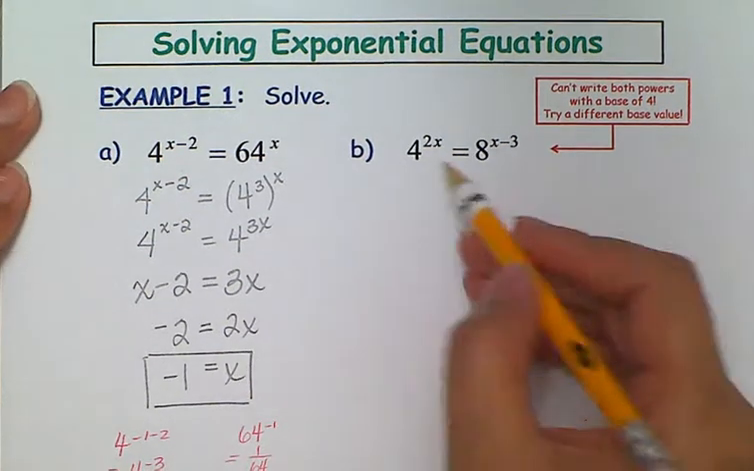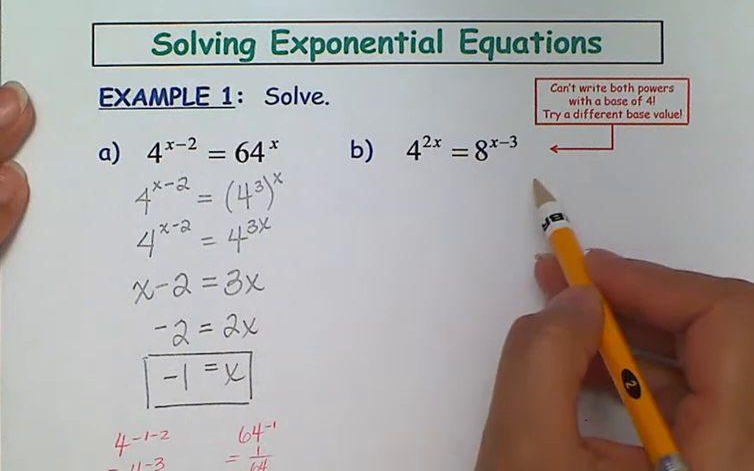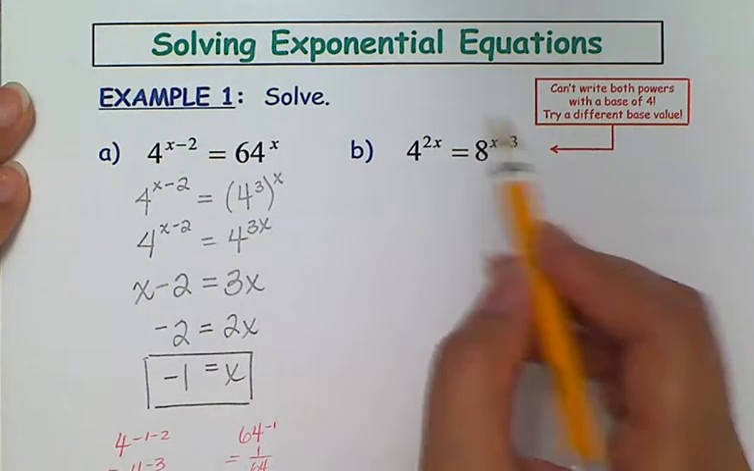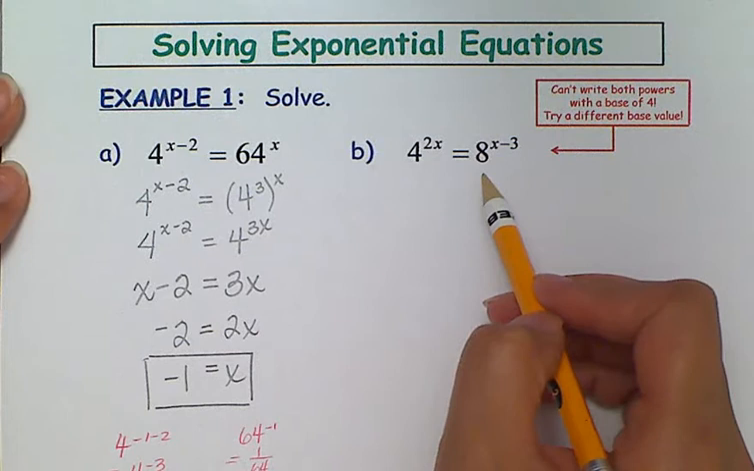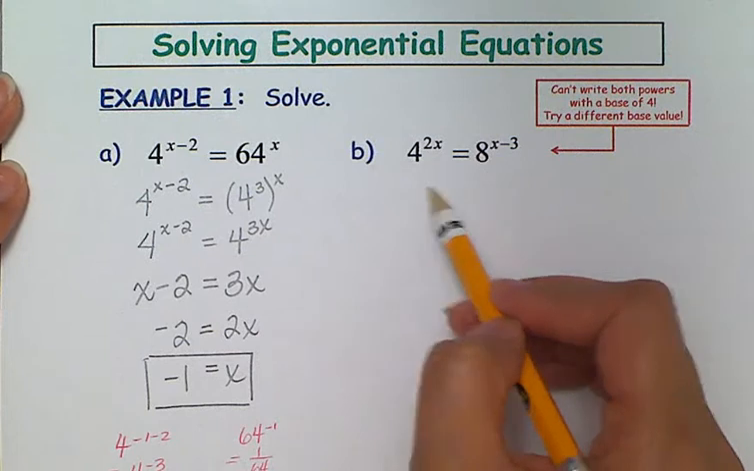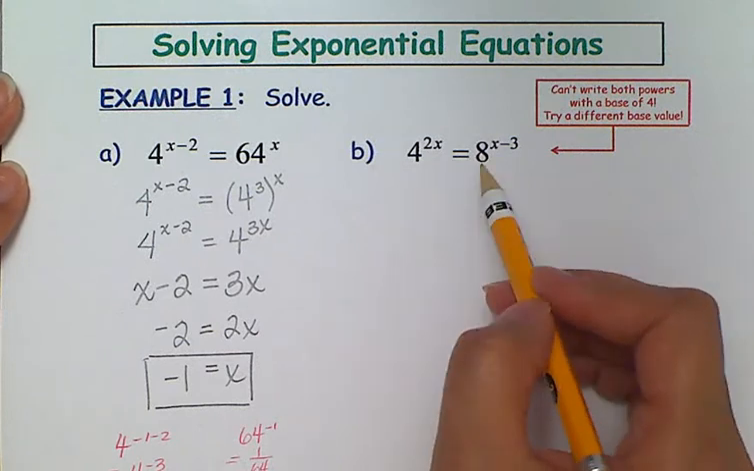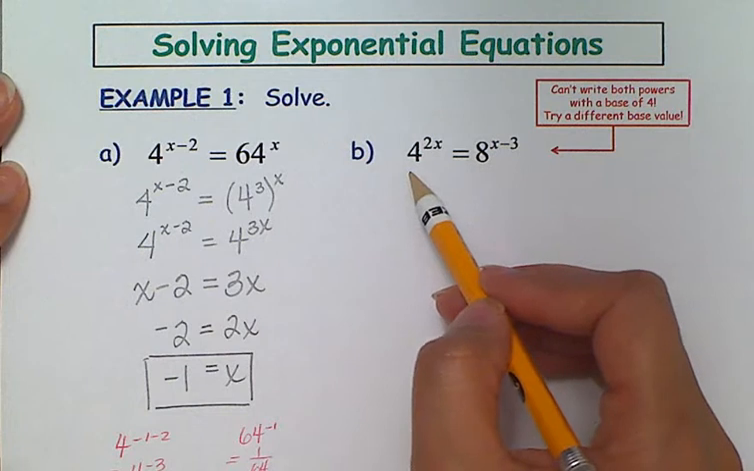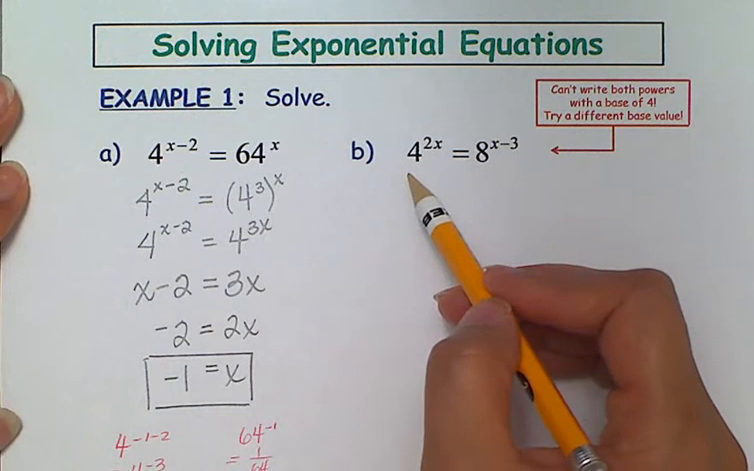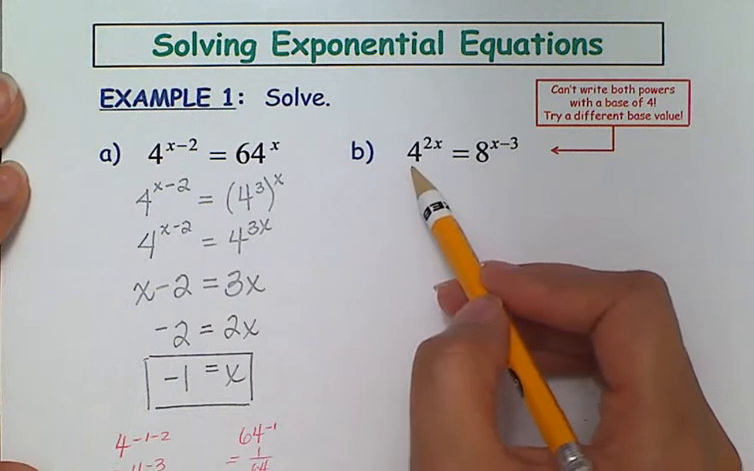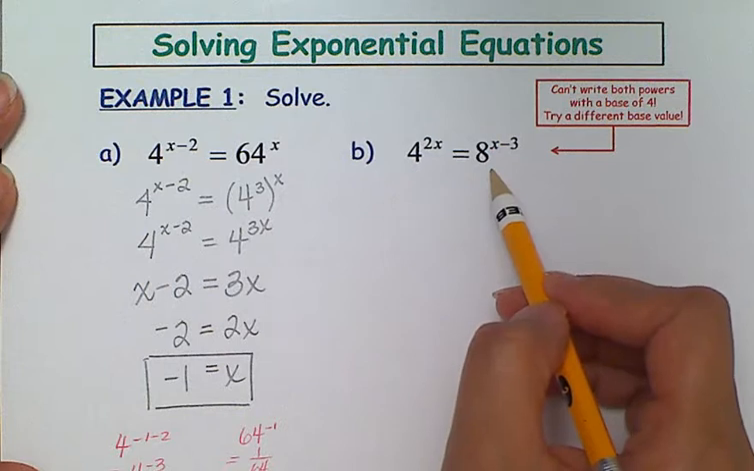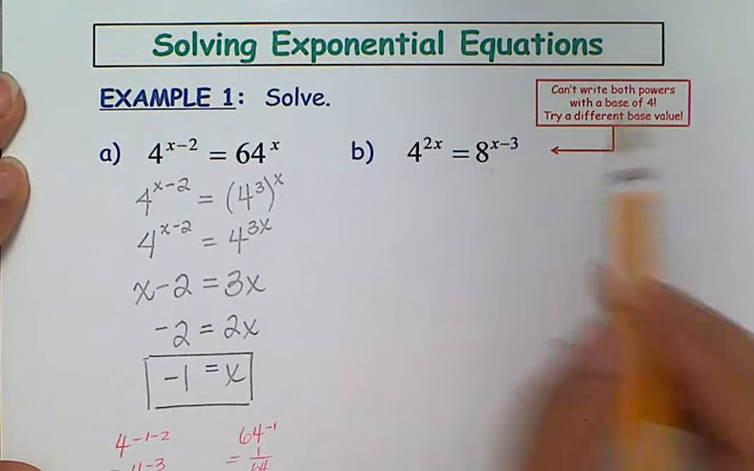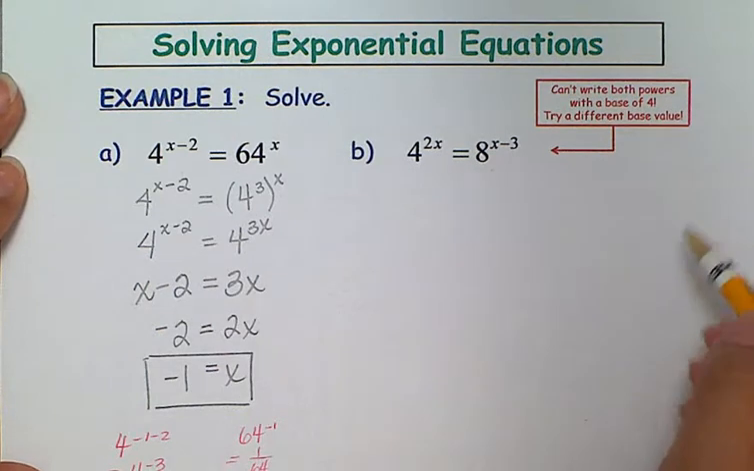I have 4 to the exponent 2x equals 8 to the exponent x minus 3. Now if I wanted to try to write the larger base as the same base as the smaller one that I have here, so if I try to write 8 with the base of 4, I know that's not possible. So what I might need to do in this case is actually change both of the bases to a base that might be common for 4 and for 8 as well. And so that base I know that I can use is a base of 2.